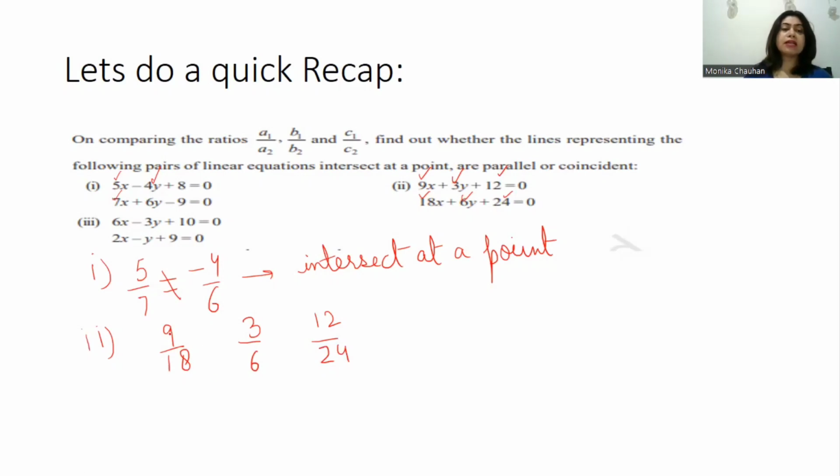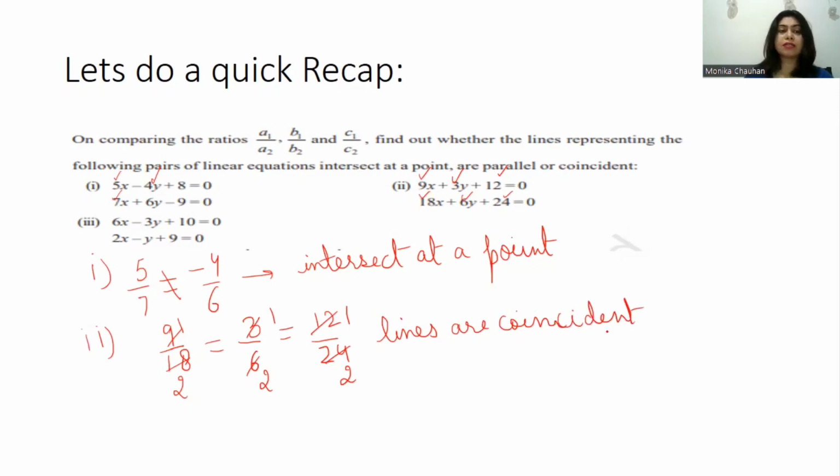Okay, so let's see. Can you reduce it further? 9 times 2 is 18. Okay, 3 times 2 is 6 and 12 times 2 is 24. All of them are equal, 1 upon 2, 1 upon 2 and 1 upon 2. When all the ratios are equal, what do we say in that case? That means the lines are coincident. So one line lies on the other, that is what it means.